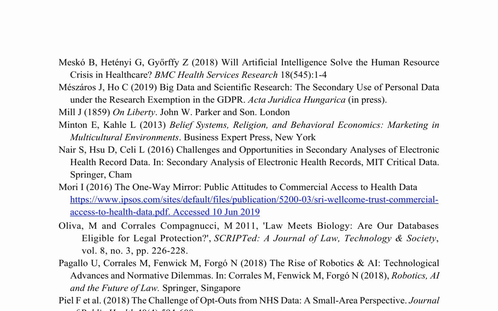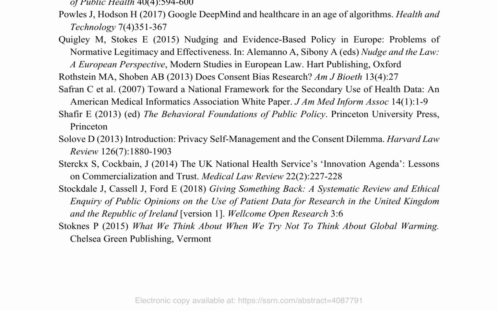Here is the combined summary. This compilation of references spans multiple disciplines, including healthcare, artificial intelligence, law, and behavioral economics. The cited works explore the intersection of technology, policy, and human behavior, particularly in the context of healthcare data and its secondary use. The references highlight the growing importance of artificial intelligence in healthcare, the challenges of electronic health record data, and the need for robust frameworks governing the use of personal data for research purposes.